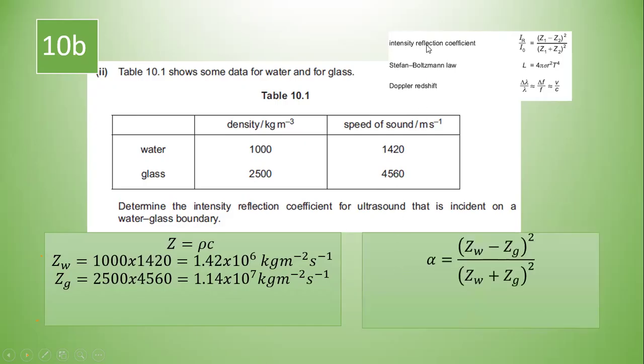So use this formula. The subtraction, and the power cancel off. Subtract, add, then divide them, then take the square. Okay, 0.61.